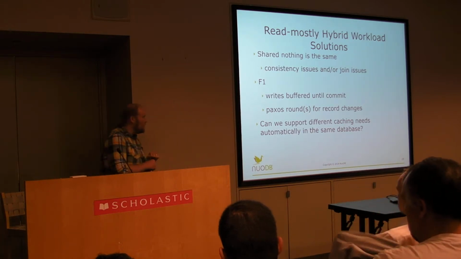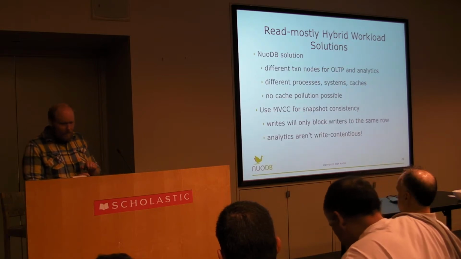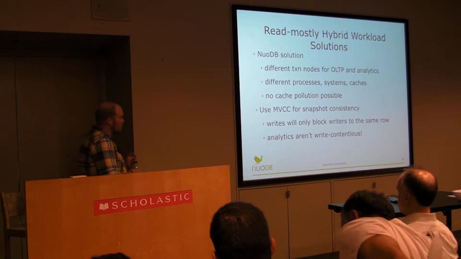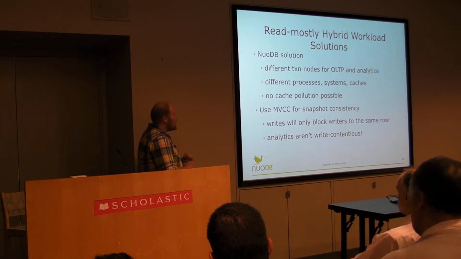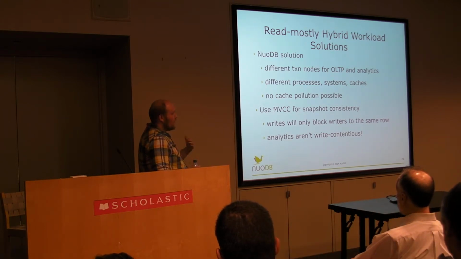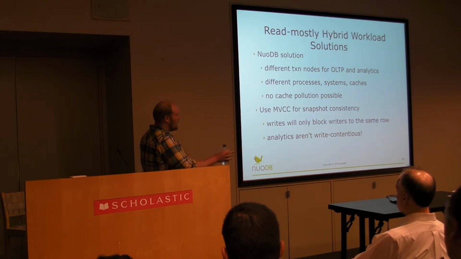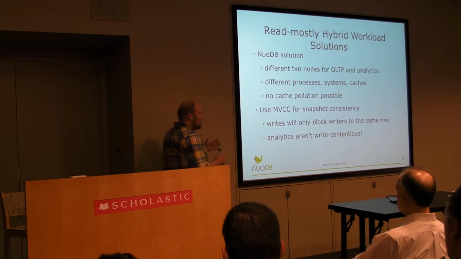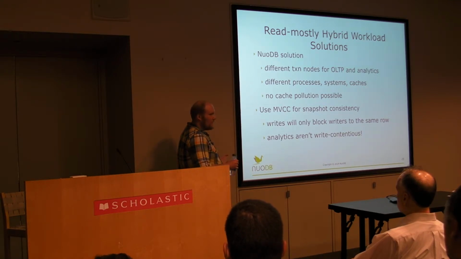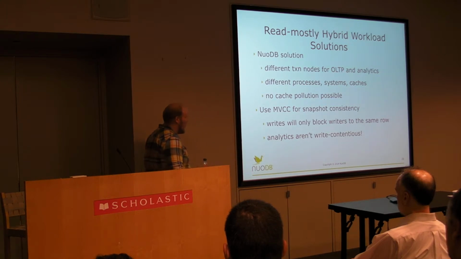So the question is, can we support different caching needs automatically in the same database? With NuoDB and other distributed caches, you would just have different transaction nodes for OLTP and analytics. You spin up new nodes, and you say queries that come in and say I'm an analytic query, send them there. Queries that come in and say I'm an OLTP query, send them there. And since they're different processes, you have performance isolation, even on the same node. You can also run them on different nodes. They're going to have their own caches, so there can be no cache pollution.